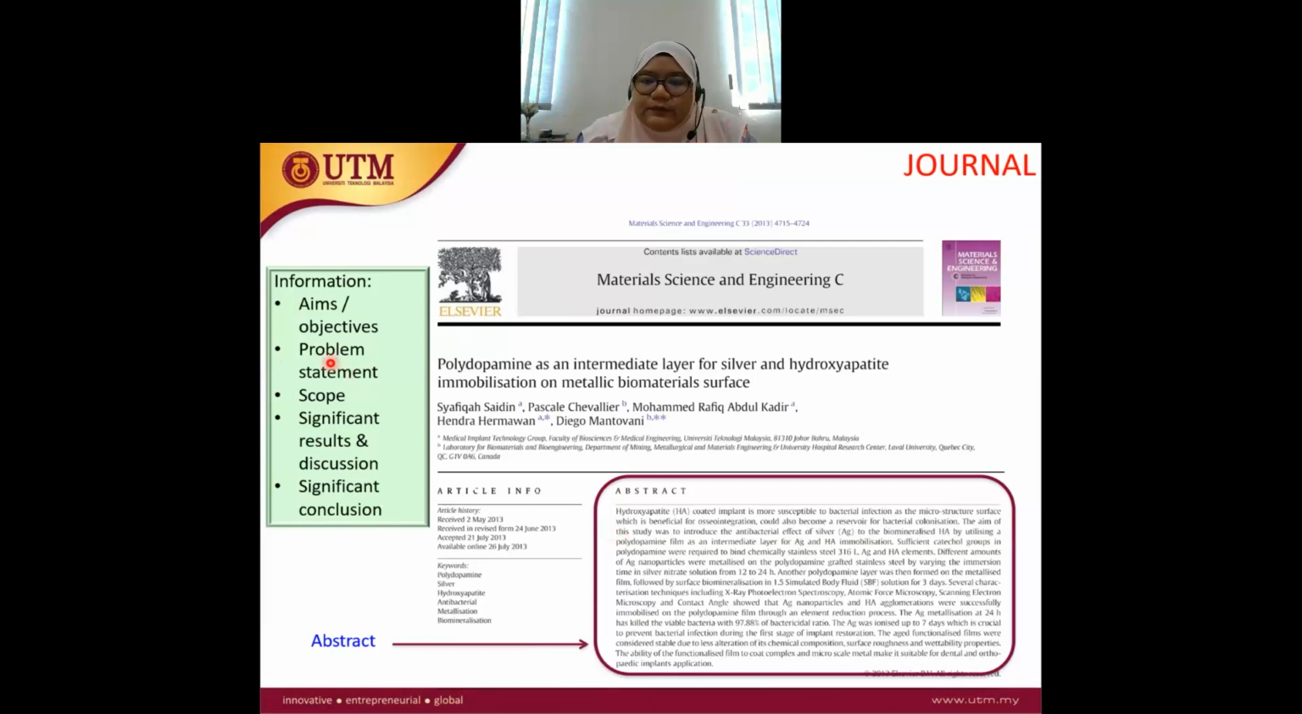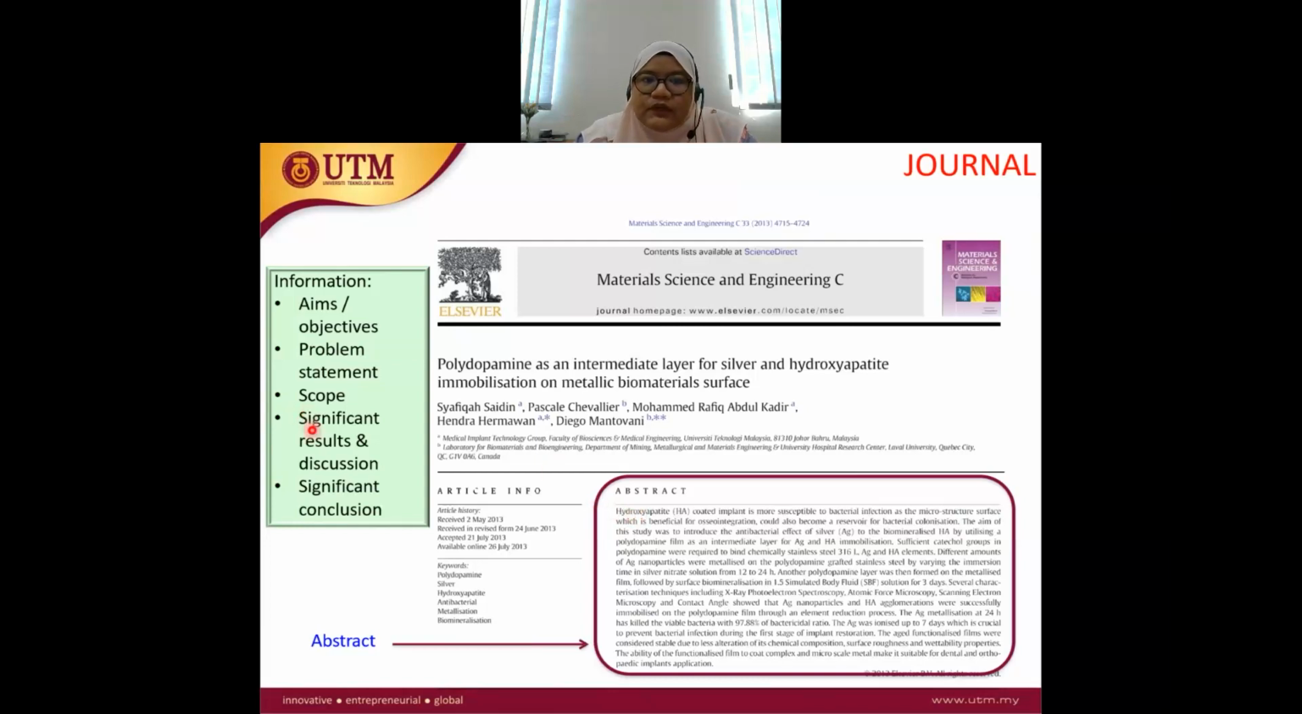Okay, so you have the problem statement. You have to make sure what the problem statement is in this paper, that they want to address. As I can see here, you have to make sure there is a problem statement. Normally or usually the problem statement is in the first statement of the abstract.